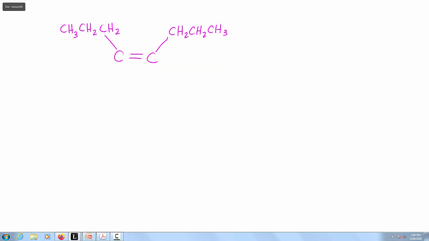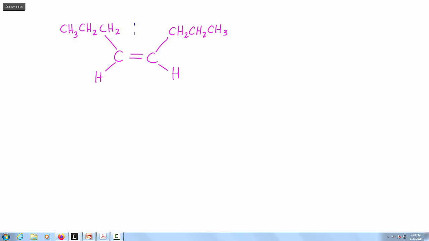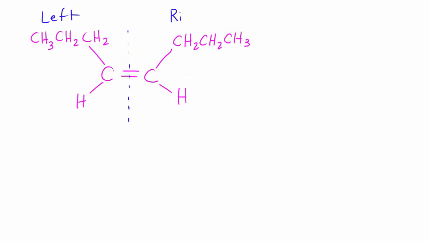Now, I'm going to have a hydrogen here and a hydrogen here. Now, the only criteria we have for cis-trans notation is going to be, let me draw my line that bisects my left sp2 hybridized carbon and my right, because this is what we're looking at, what's actually attached to those two carbons.